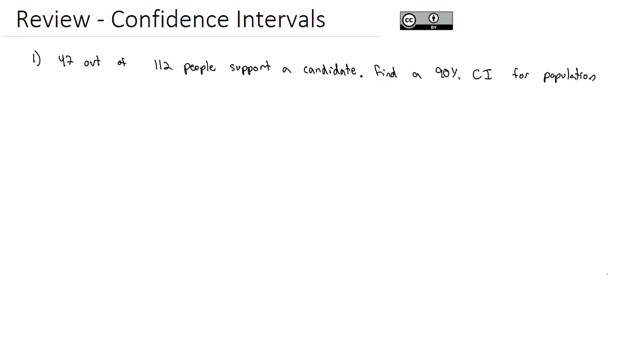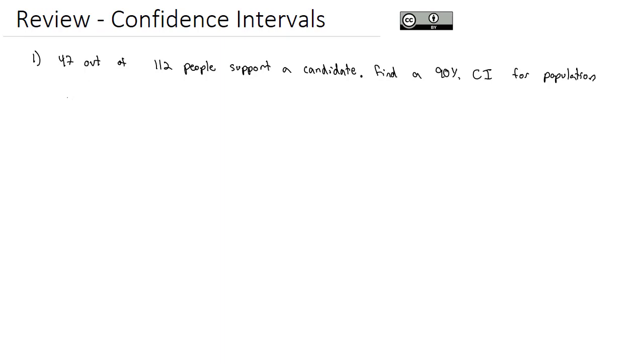So if this is really a random sample and 47 out of 112 support the candidate, where do we think the entire population is actually going to fall? This is similar to what you see done actually on news media all the time when they try to estimate where the population falls when they talk about that plus or minus margin of error.